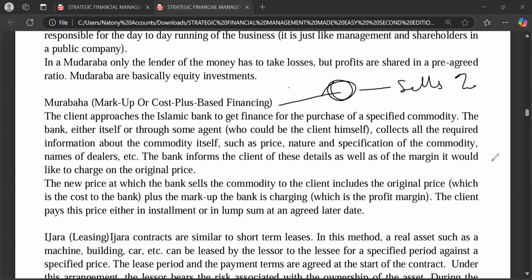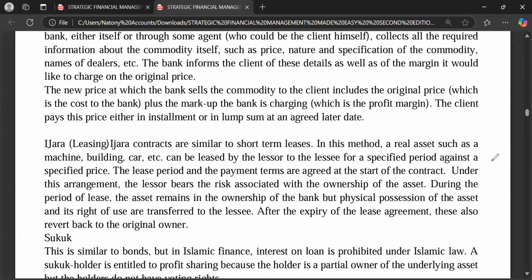So Ijara, that's the next one. Ijara is lease, similar to short-term leases, where the bank leases the equipment and gives to the company. So the asset remains the ownership of the bank. So the bank is the one that still owns the assets. Basically, the bank just leases the assets to the company for a specific period. So the lease period and the payments and the terms will be in the terms of the contract, just like a normal lease arrangement.